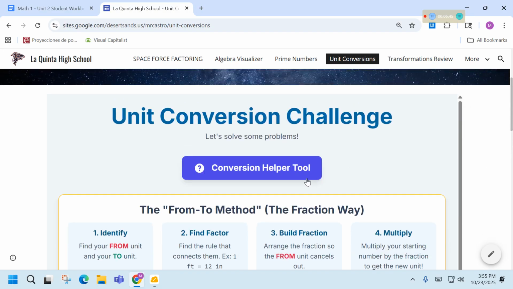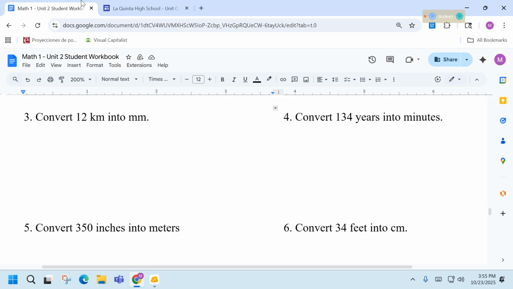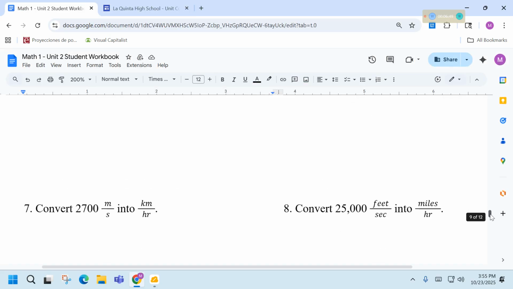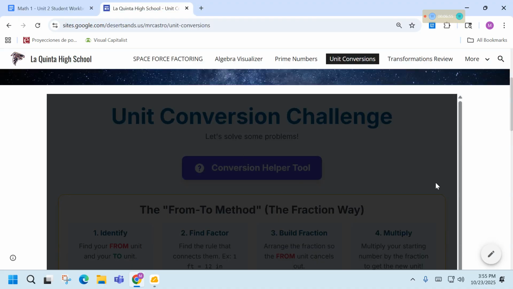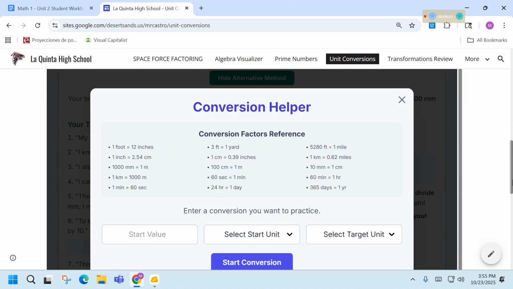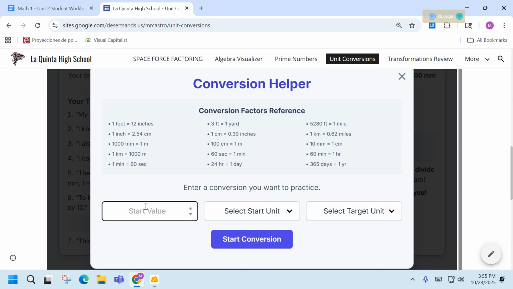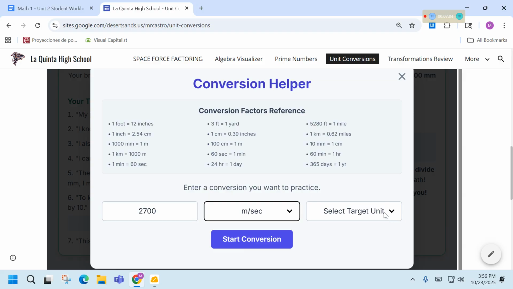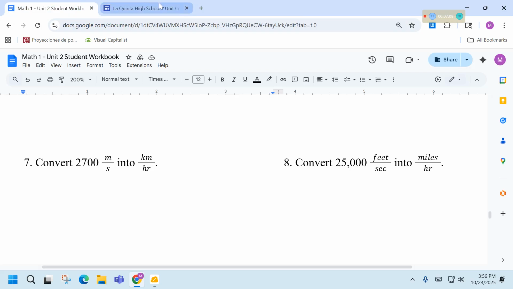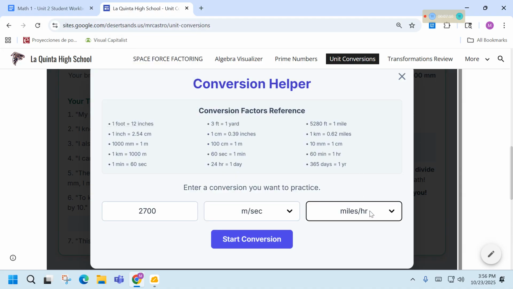Okay, so we can continue using this thing the same way that we have, but now I want to talk about this one. So let's do 2,700 meters per second into kilometers per hour. So that was 2,700 meters per second into miles per hour. Let's just double check that was right. There we go. Meters per second into kilometers per hour. Excuse me. So kilometers per hour.